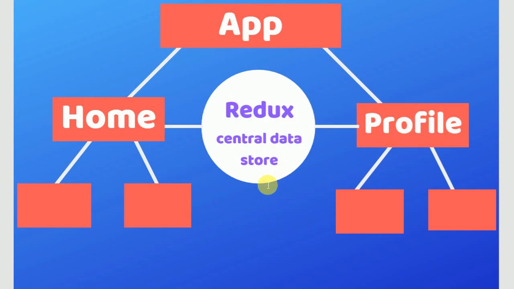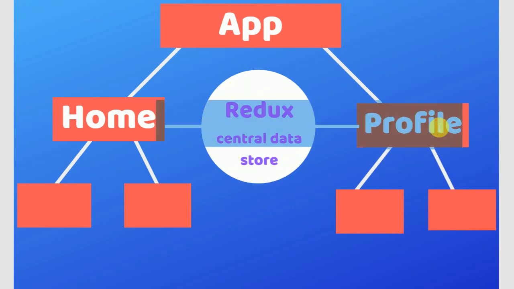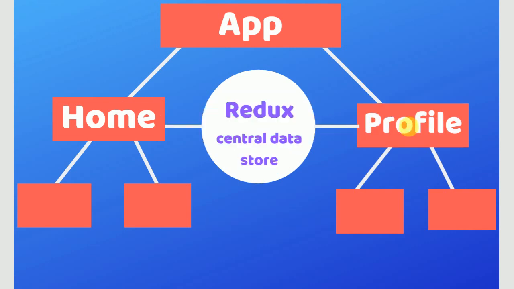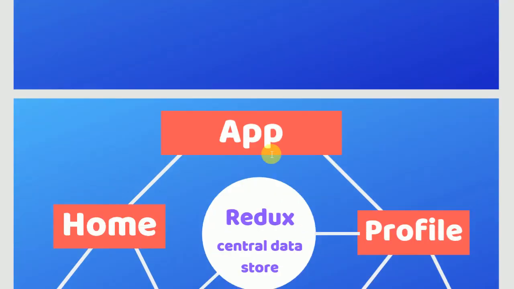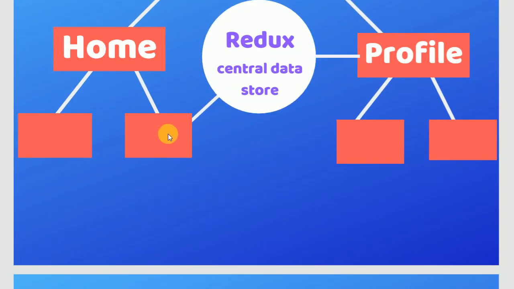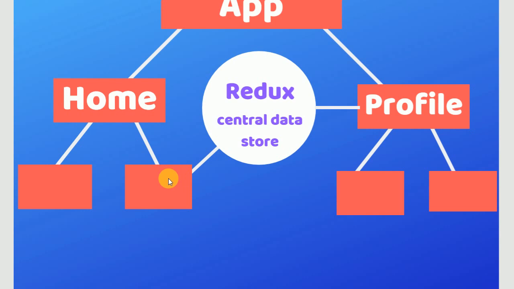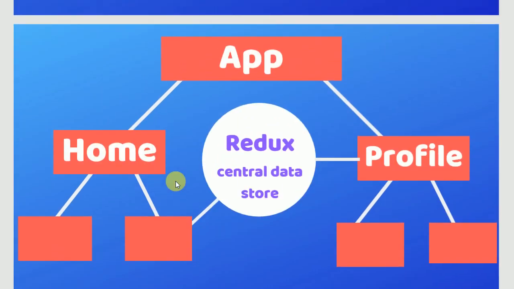Now all the data is kept in the central store. Now if profile wants that same data, profile can contact Redux and can access it. Similarly, if home wants that same data, home can contact Redux and can access it. Let's say if this component wants that data, this component can contact Redux and can get the data. So Redux really makes data sharing easy.